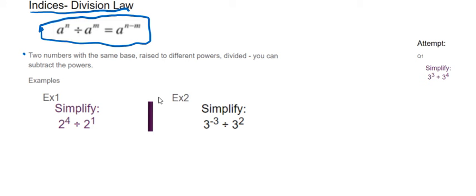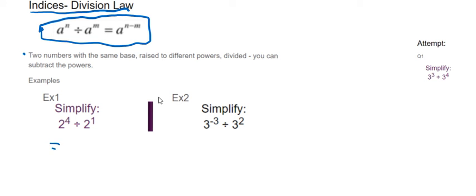So let's look at example 1 here. 2 to the power of 4 divided by 2 to the power of 1. Because both bases are a 2, I can use this rule. If one of them wasn't a 2, if they had different bases, you couldn't use it.